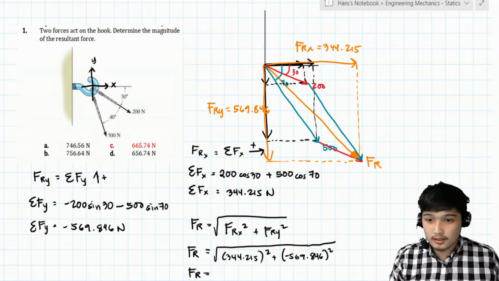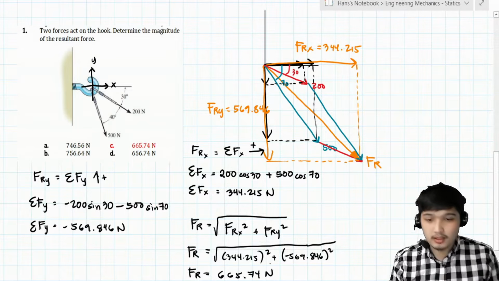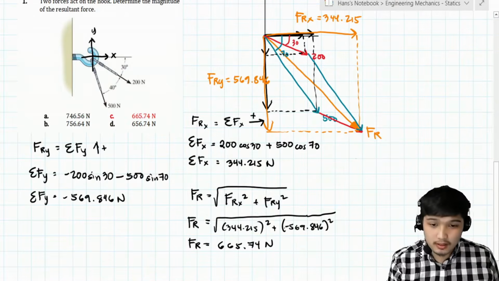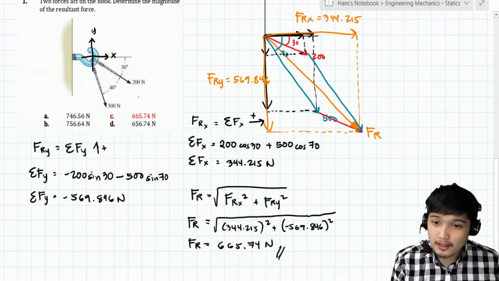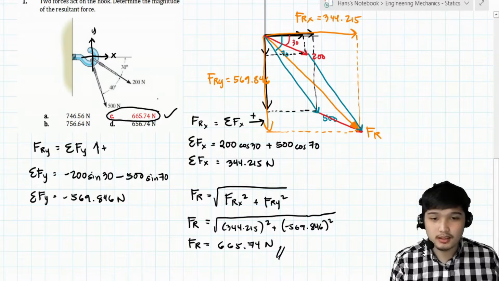Okay, so sagot 665.739 or 665.74 newtons. Okay, so nasa choices ba yan, class? Okay, so nasa choices, that is letter C. So, correct.